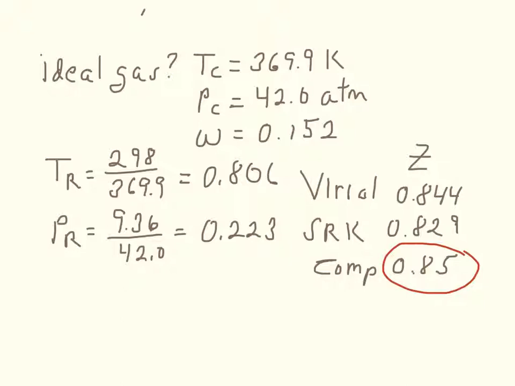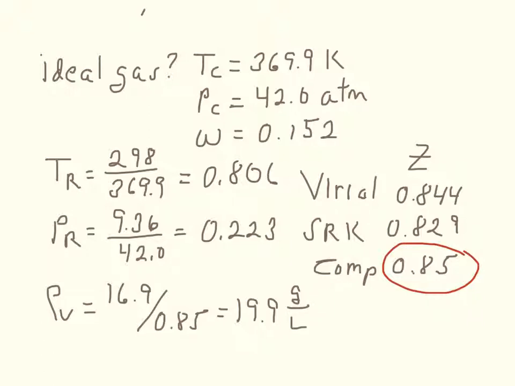Now it's in kind of a sketchy region of the compressibility factor chart. This is a saturated vapor, and I'll leave that to a more expert in thermodynamics as to whether this is really a good value or not. But the density of the vapor then would be, instead of 16.9, we'll divide by 0.85. It's 19.9 grams per liter, and that adds a couple grams to the vapor. But it's not a big difference.